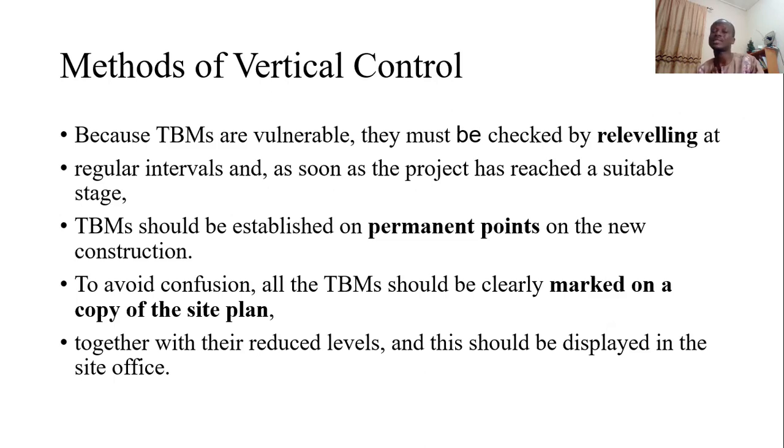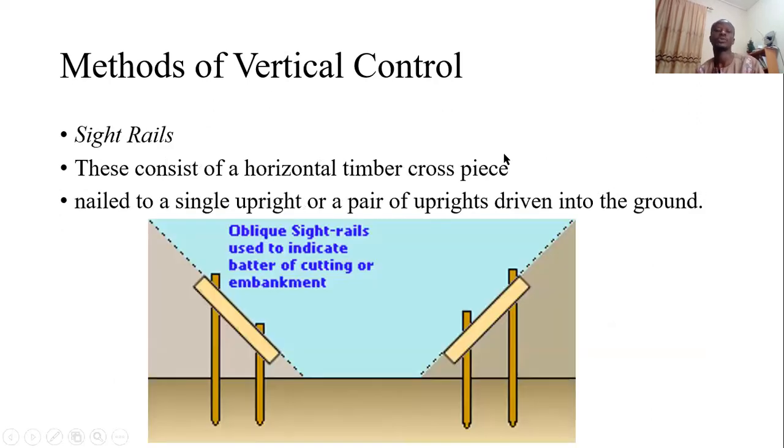To avoid confusion, all TBMs should be clearly marked, okay, on a copy of the site plan. So like I said, it's very important that any changes being made, any new establishments of control, extension of control, should be indicated on the plan, together with their reduced levels. Is that okay? And this should be displayed in the site office. So there's a room called a site office where engineers always have to work from. So just make sure you do that.